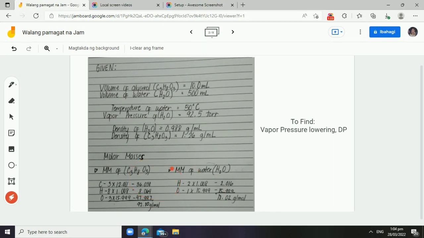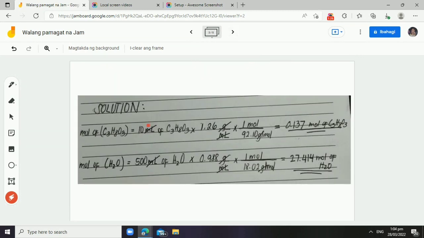So, next. Ito na yung solution. First, we're going to convert the volume of water to moles. How can we do that? First, we multiply the volume of glycerol by its density. So, 10 ml of C3H8O3 multiplied by its density, which is 1.26 gram per ml, para ma-cancel ko. Multiplied by 1 mole divided by its molar mass, which is 92.10 gram per mole, and we are going to get 0.137 mole of glycerol.